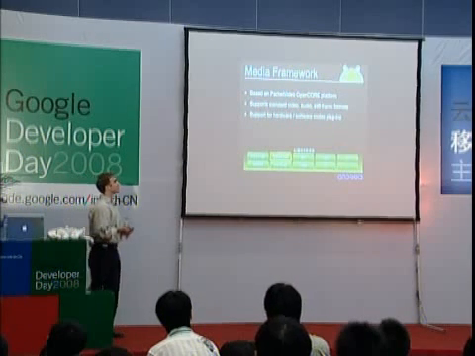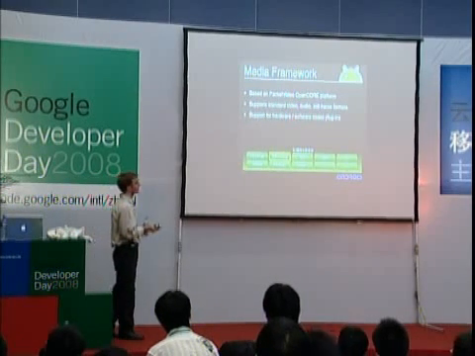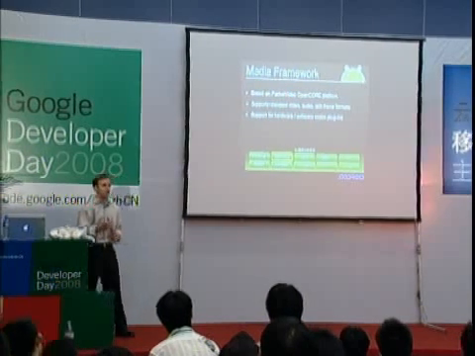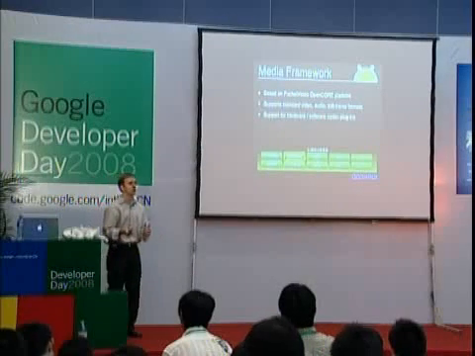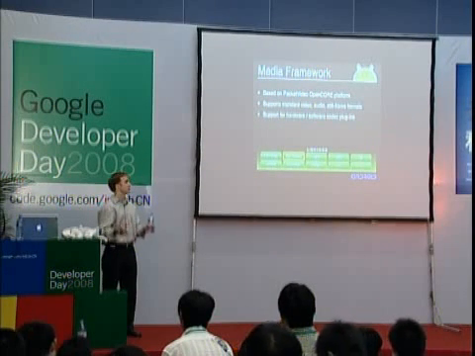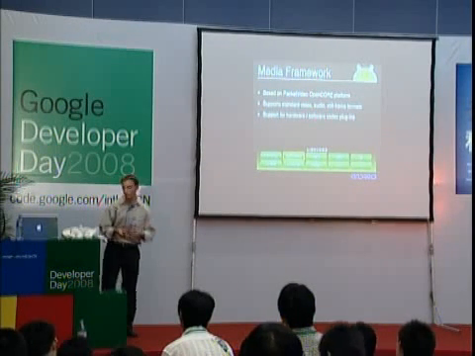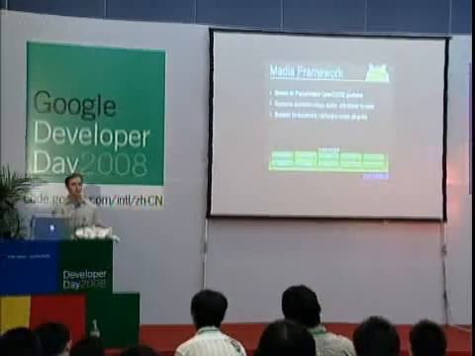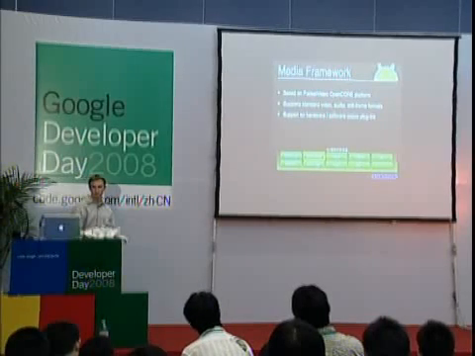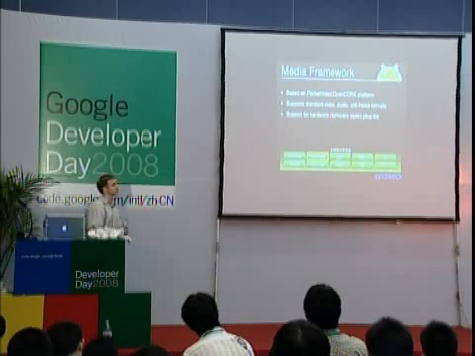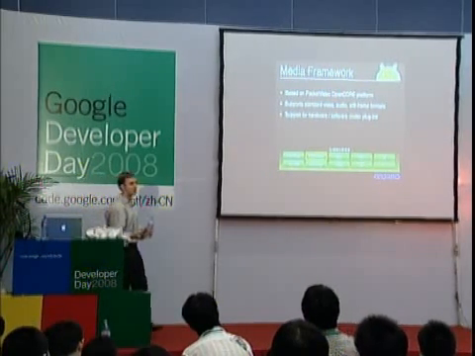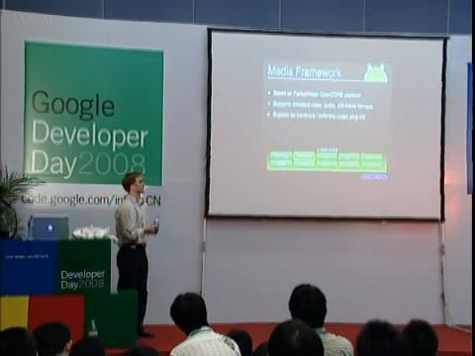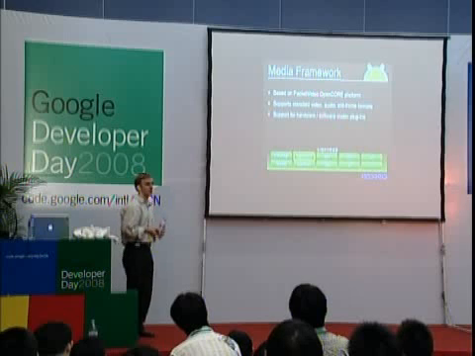The next one that I'll cover is the media framework. And this is based on PacketVideo's OpenCore platform. And this contains all of the codecs that you would want to provide a rich media environment. So this contains your MPEG-4, your H.263, H.264, MP3, AAC, JPEG. All of these codecs are built into the platform in the media framework. And this will be open sourced under the Apache 2.0 license.